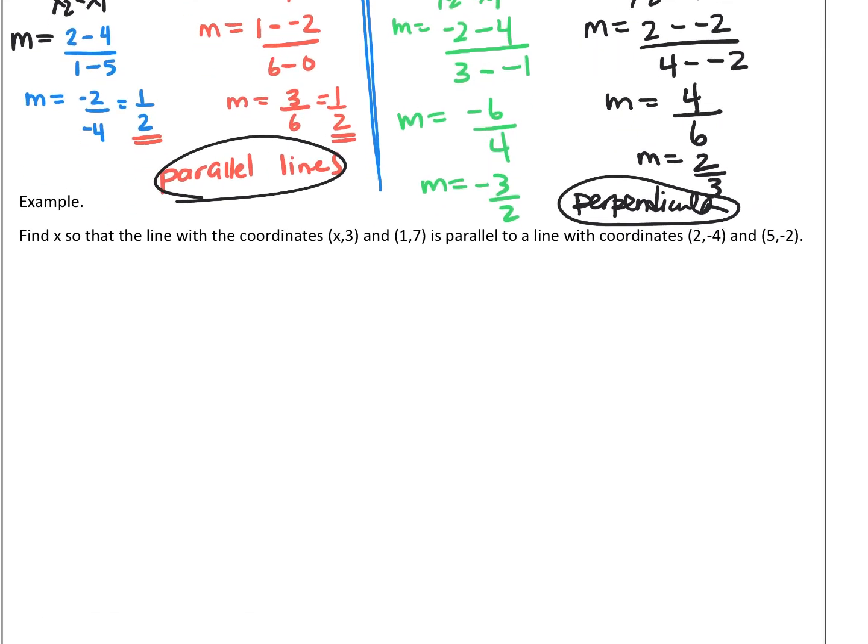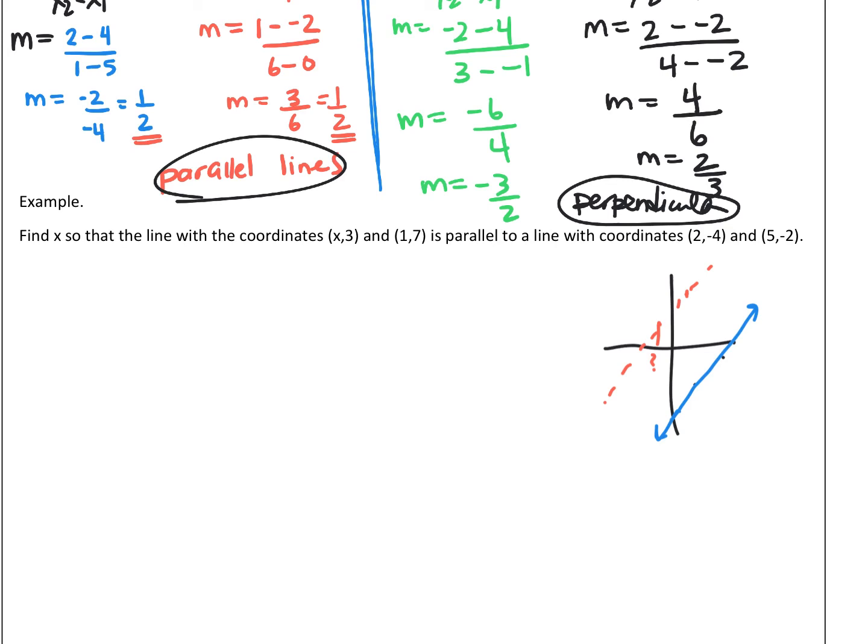Okay, our last example here is find the x so that the line with the coordinates x, 3 and 1, 7 is parallel to the line with the coordinates 2, -4 and 5, -2. So what's really happening here is I have a line. I'm just going to draw a quick sketch, 2, -4 and 5, -2. So I have a line here that I know the coordinates of. And then I have another line that is at 1, 7 and x, 3. So there's some point somewhere along the line, right? So that I want these two to be parallel. And when the y value is 3, basically I want to figure out what that x value is. That's what it is asking me to do.